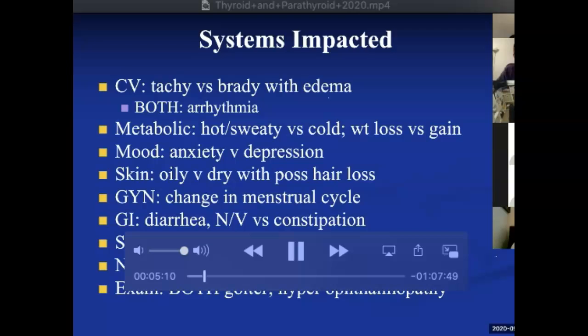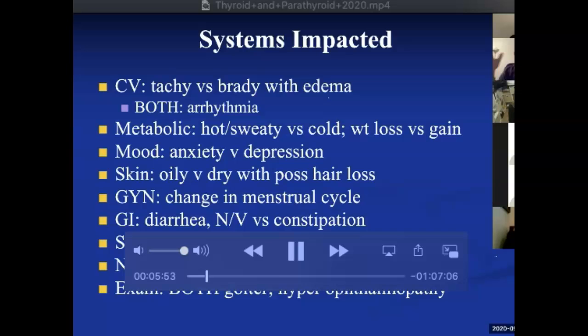So when somebody is hyper, they're hot, their heart is racing. Either of them can cause an arrhythmia. They could be hot and sweaty. They might be losing weight because their metabolism is going so fast. They might appear anxious, might have oily skin or oily hair. Coarse hair as well, you might see. Either of these could cause a change in menstrual cycle, although more frequently I see hypothyroidism causing absence of a menstrual cycle, although hyperthyroidism isn't as common as hypothyroidism.